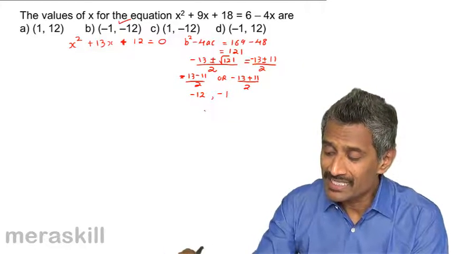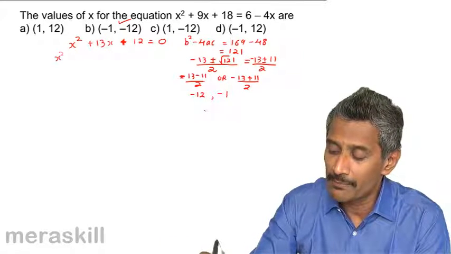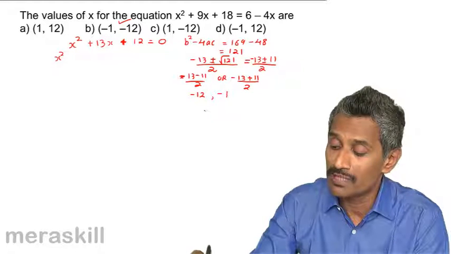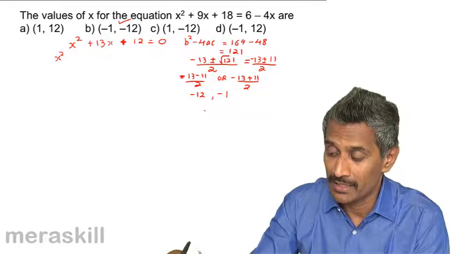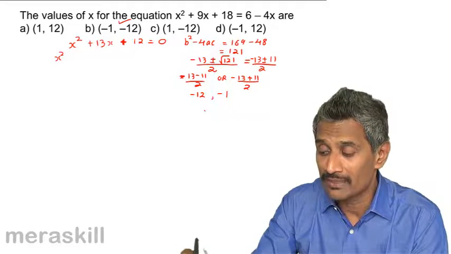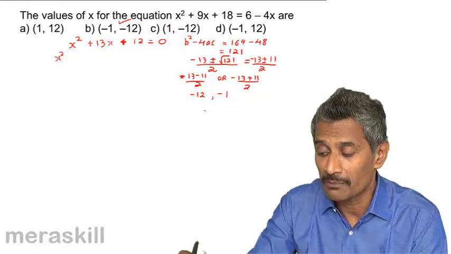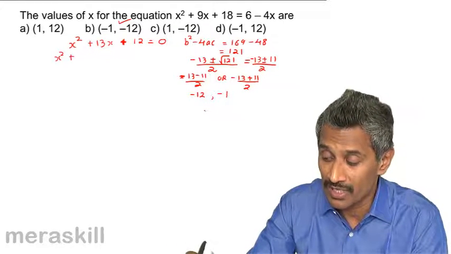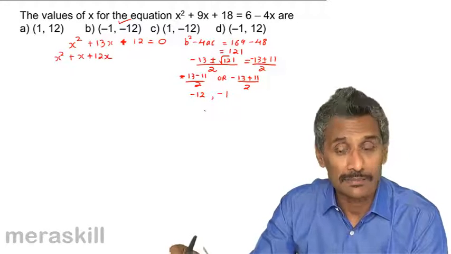Now in these kinds of questions, the smarter way of doing it, instead of using this, is to split this up. Find out the numbers which on multiplying give 1 into 12, that is 12, and on adding give 13. So the two numbers are 1 and 12: 1 into 12 is 12 and 1 plus 12 is 13. So we can write this as 13x, 1x plus 12x.